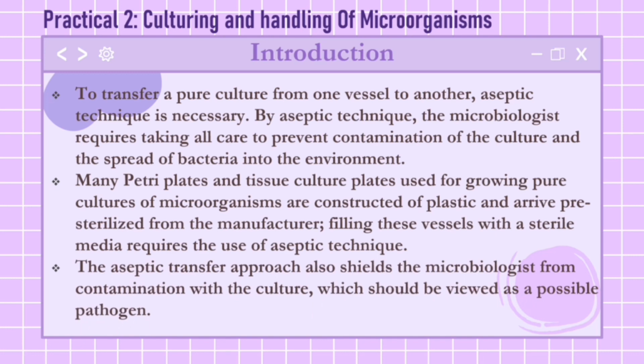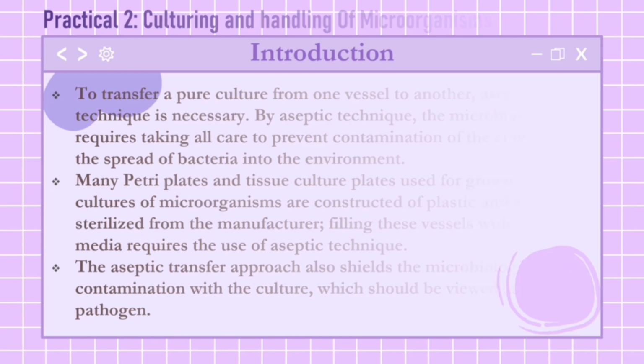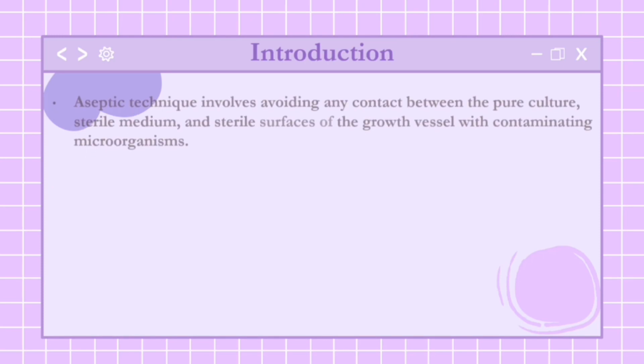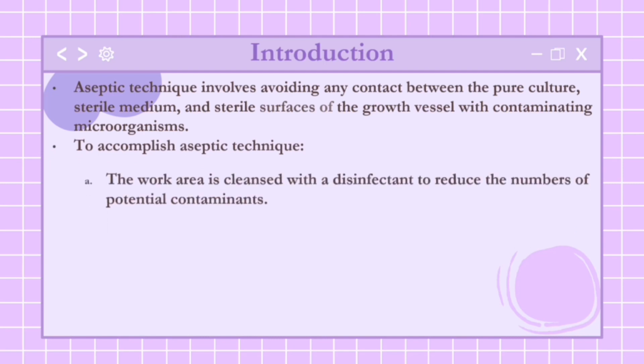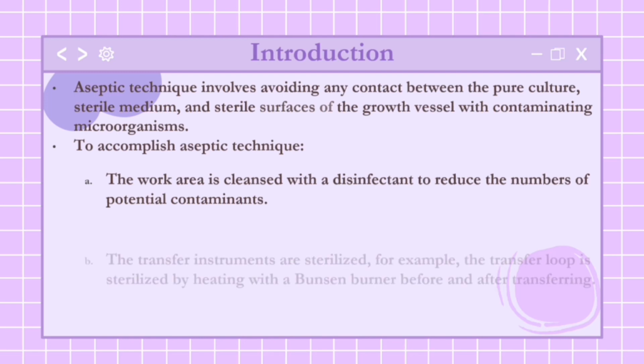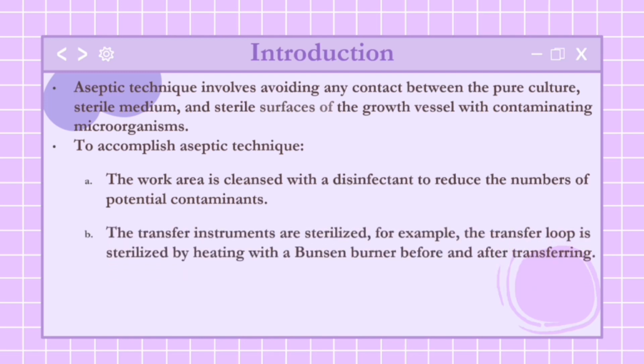The aseptic transfer approach also shields the microbiologist from contamination with the culture, which should be viewed as a possible pathogen. Aseptic technique involves avoiding any contact between the pure culture, sterile medium and sterile surfaces of the growth vessel with contaminating microorganisms. To accomplish aseptic technique, the work area is cleansed with a disinfectant to reduce the numbers of potential contaminants. The transfer instruments are sterilized.